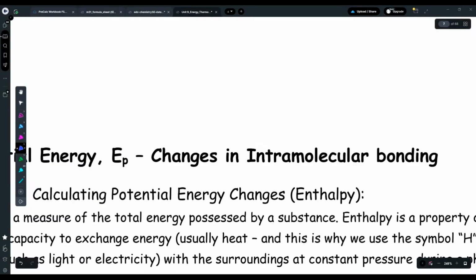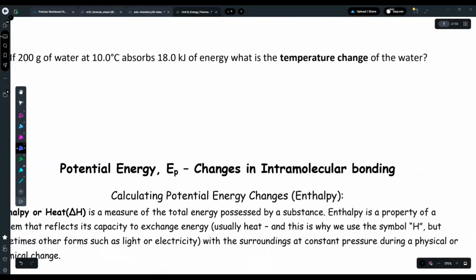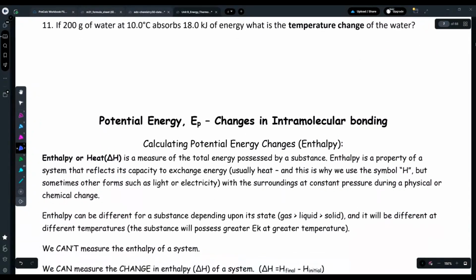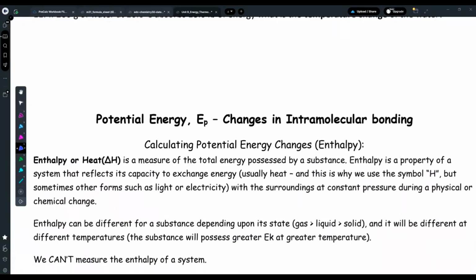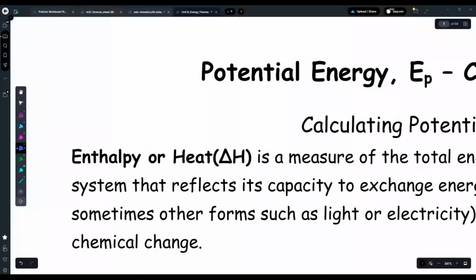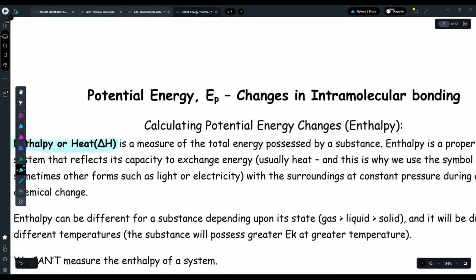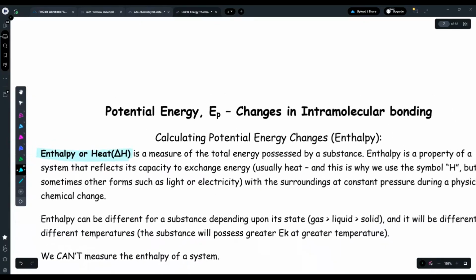Breaking and forming new bonds between atoms is what makes changes in intramolecular bonding, and that only comes about when you have a chemical reaction going on. When we're calculating potential energy changes, we're calculating enthalpy. Enthalpy is sometimes referred to as heat, and the symbol for that is delta H. It's a measure of the total energy possessed by a substance.